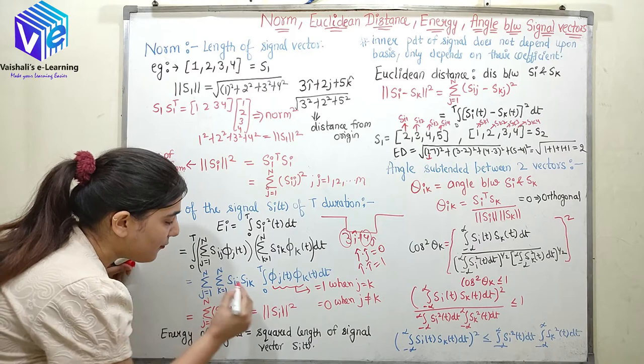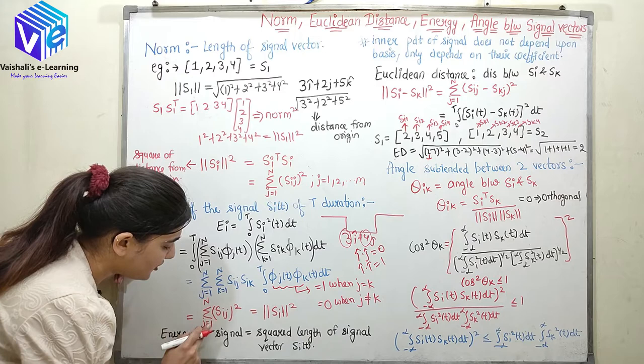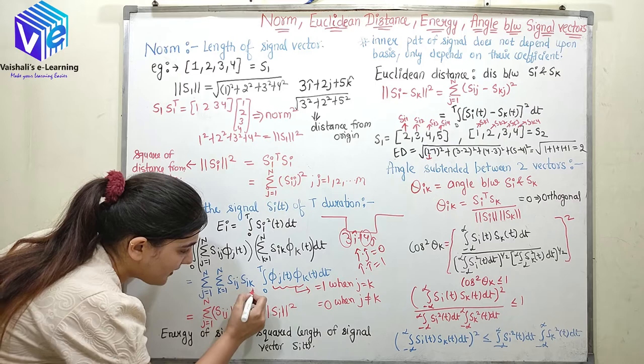So here I have replaced k with j. So this is the summation j equal to 1 to n of Sij into Sij. I have replaced this with again Sij. So here I have Sij square.